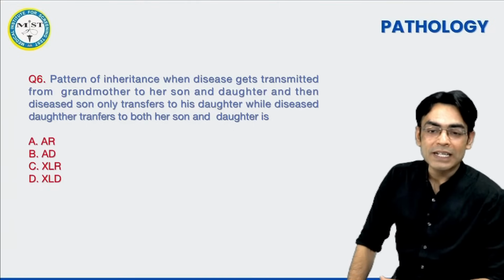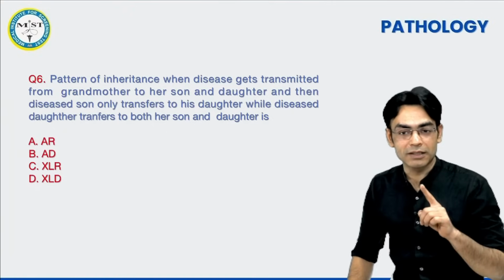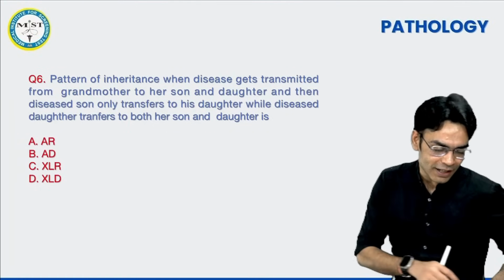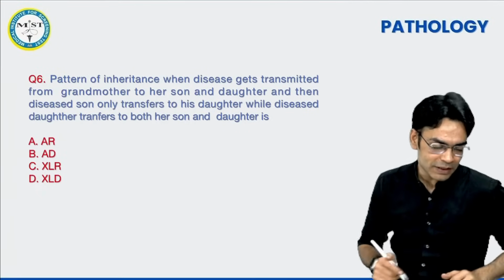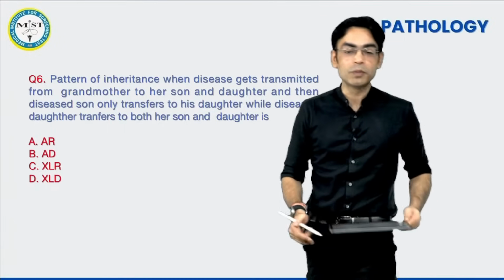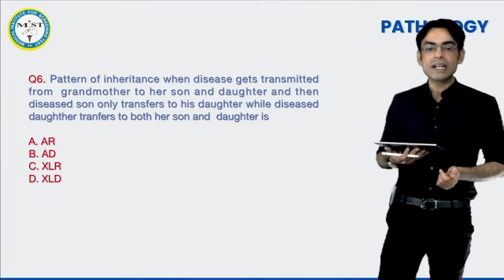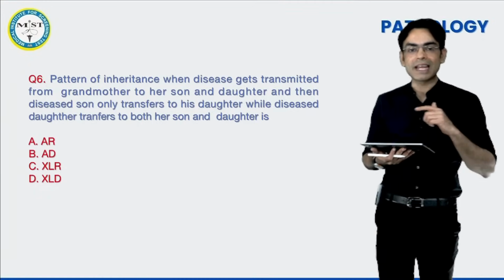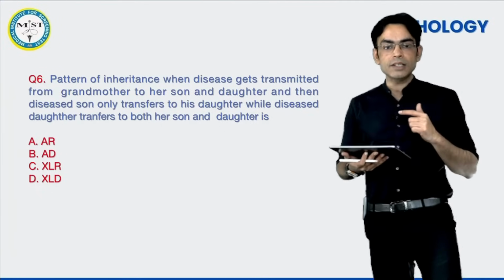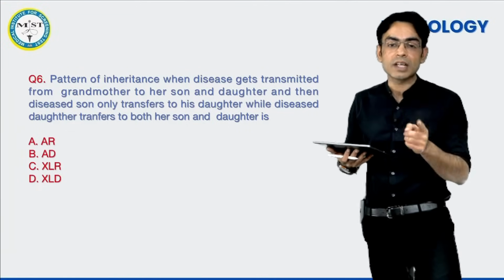Pattern of inheritance when disease gets transferred from grandmother. ध्यान से, हाँ छोटू, दोबारा से मैं बोल रहा हूँ. Siddhant, Rohit, Lalit, Nilesh, Madhumita, Akash, Shivani, Smriti, everyone, each one of you. Nice. Thank you for answering. Pattern of inheritance when disease gets transmitted from grandmother to her son and daughter, and then diseased son only transfers to his daughter while diseased daughter transfers to both son and daughter.